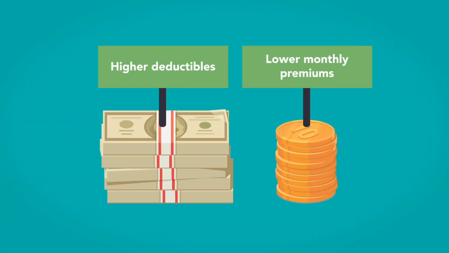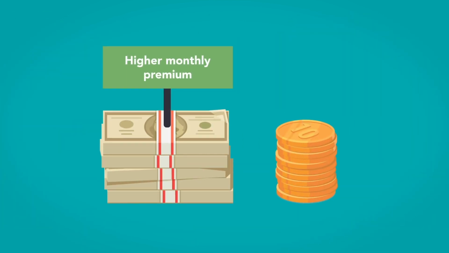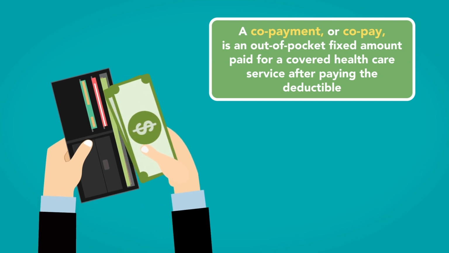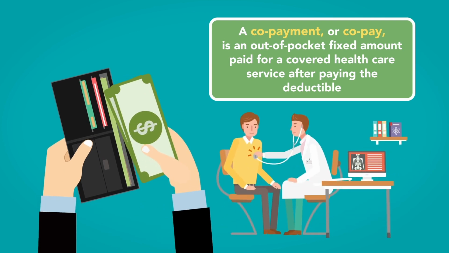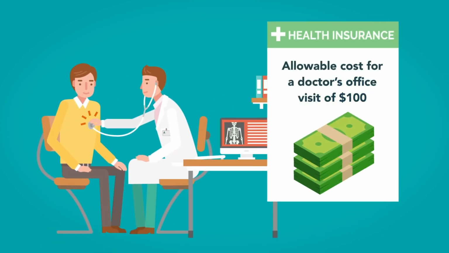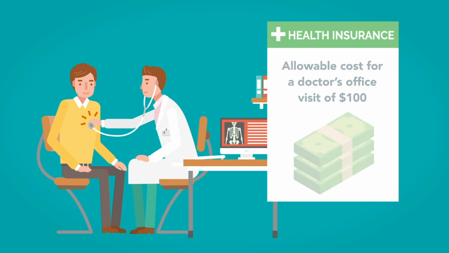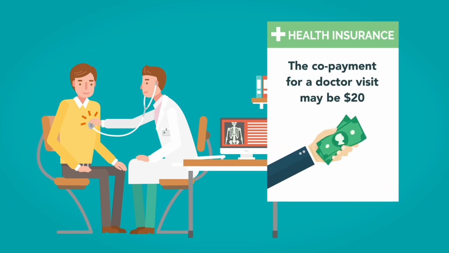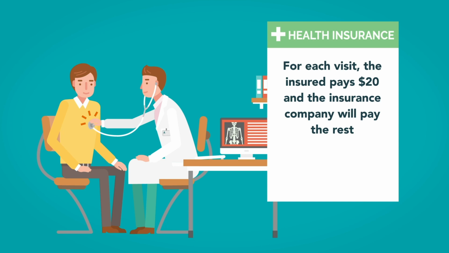Generally, plans with lower monthly premiums have higher deductibles. A plan with a higher monthly premium may have a lower deductible or even no deductible. A copayment or copay is an out-of-pocket fixed amount paid for a covered healthcare service after paying the deductible. For example, a plan may have an allowable cost for a doctor's office visit of $100. The copayment for a doctor visit may be $20. For each visit, the insured pays $20 and the insurance company will pay the rest.